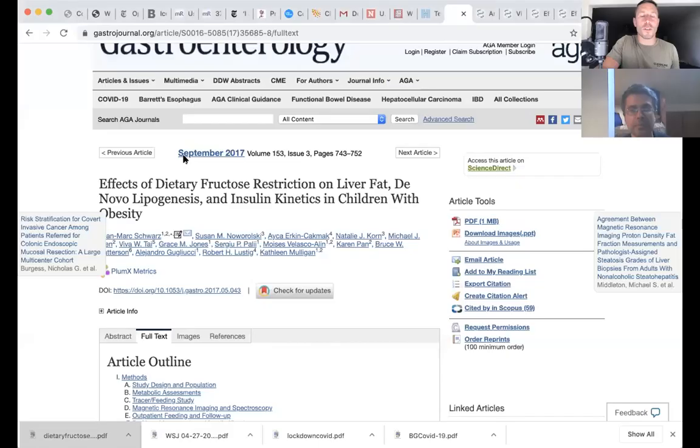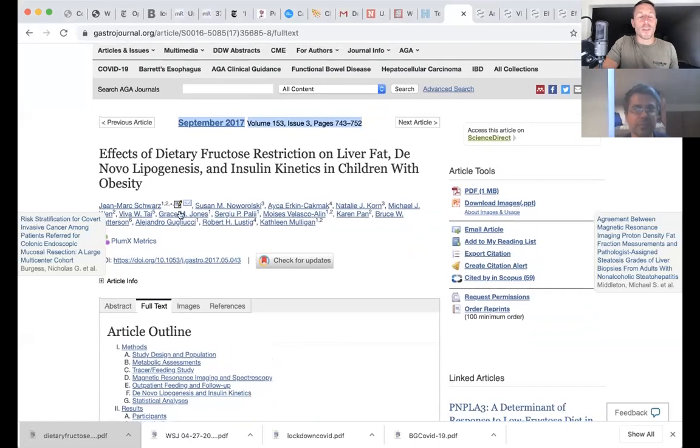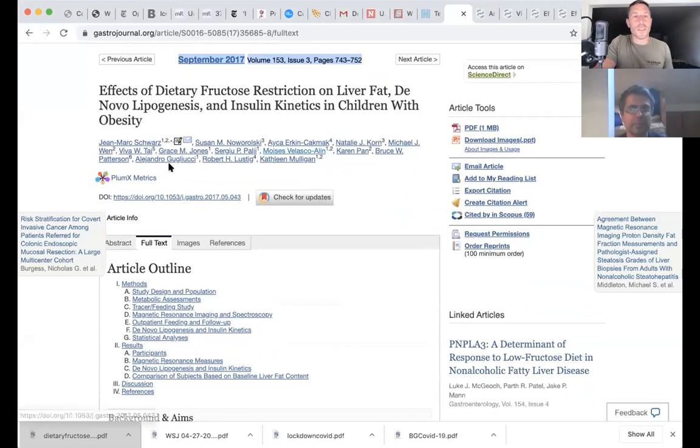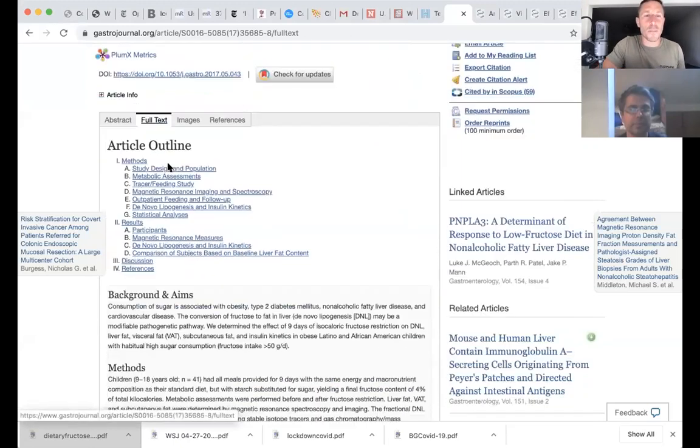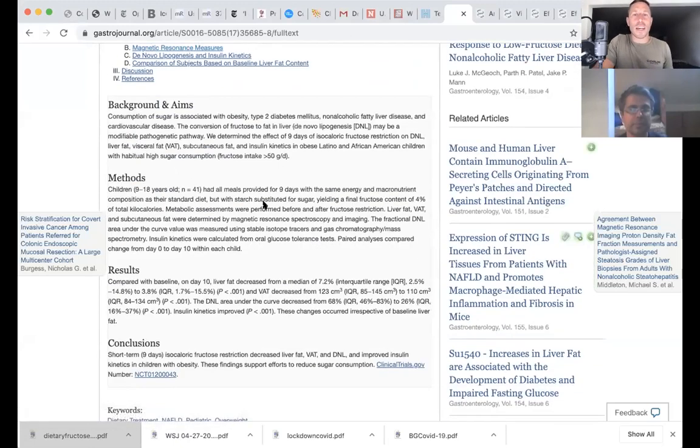I'll screen share the article one more time in detail to show. The title of the article is Effects of Dietary Fructose Restriction on Liver Fat, De Novo Lipogenesis, and Insulin Kinetics in Children with Obesity. Robert Lustig, I believe, is one of the authors on this paper. And as you said, it was only a 9-day study. They had all the meals provided. They had the same energy and macronutrient composition of their standard diet, meaning they did not even go low carb.